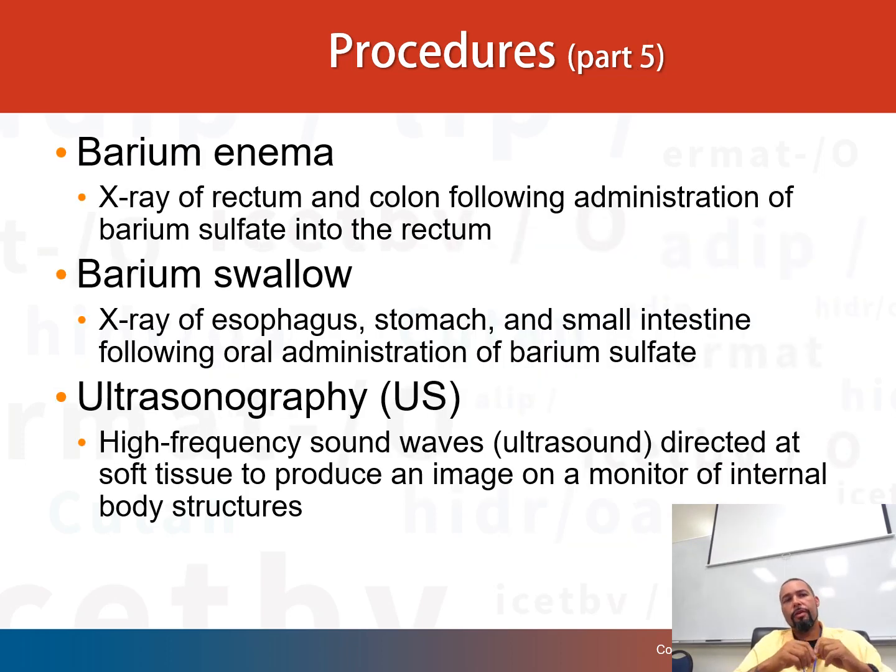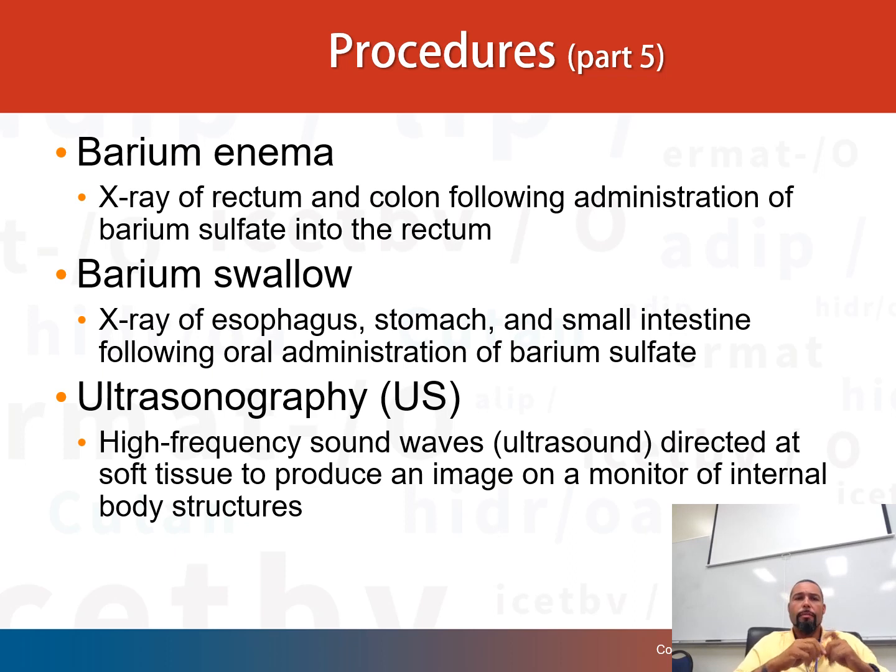Another group of procedures that we can discuss are the barium enema. Those of you that will be entering the radiology program here at Kilgore College will probably have a chance to see this procedure take place. During this procedure, barium sulfate is administered through the rectum of the patient, and then that patient is x-rayed. During the x-ray, we're able to identify issues within the rectum and the colon.